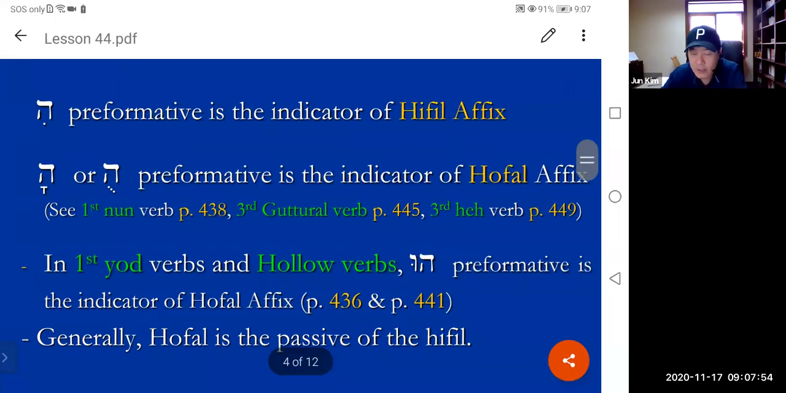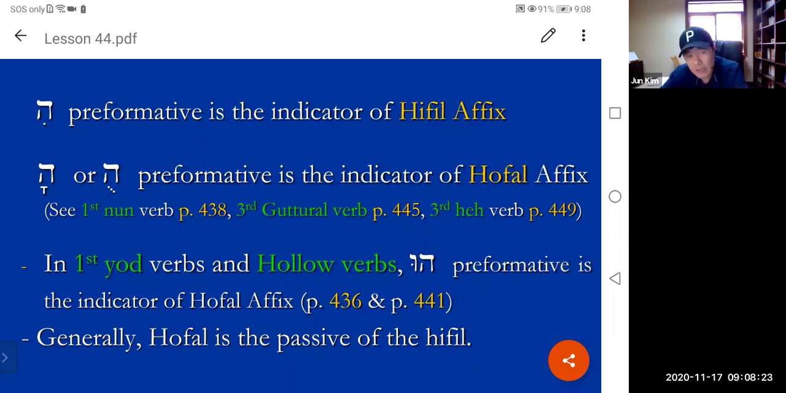Talking about this slide again, what do you need to remember? What are the most important indicators of the Hophal stem? You need to let me know: the preformative ho or hu. But not for the first yod verb and hollow verbs. Why? Because first yod verbs and hollow verbs will take the preformative hu.